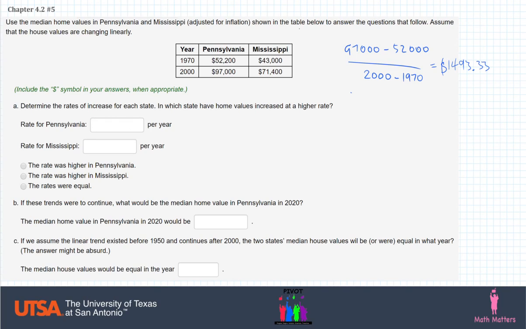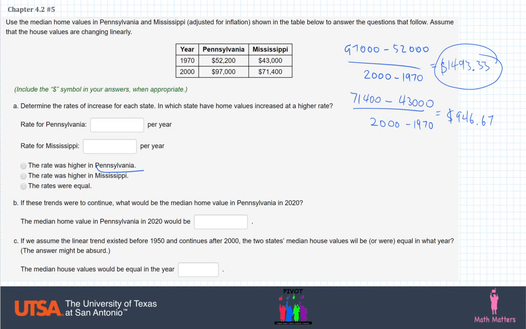And to find the rate for Mississippi, you do the same thing. So that would be 71,400 minus 43,000 all over 2,000 minus 1970. And the answer you get for that should be $946.67. So that gives you the answer for part A. And now it asks for which rate was higher. Well, just by observation, Pennsylvania's rate was higher.